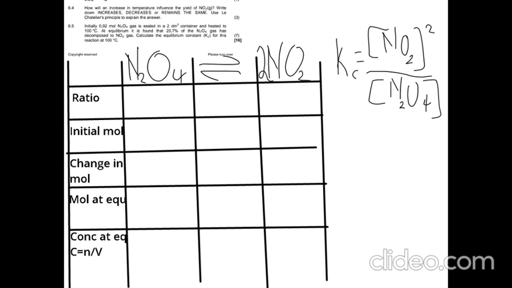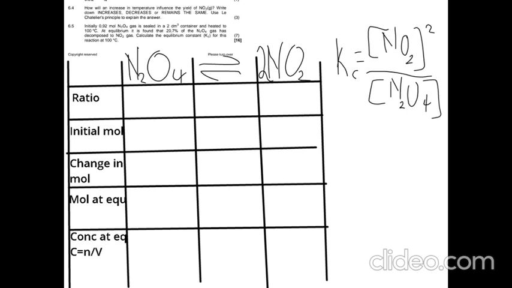So on your table, you will have the ratio, initial moles, change in moles, and moles at equilibrium. And of course, the last one will be concentration at equilibrium, which will be number of moles over volume. Now we are given the volume anyway, so that's an easy one.